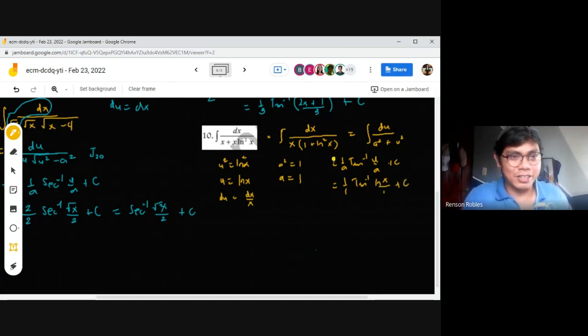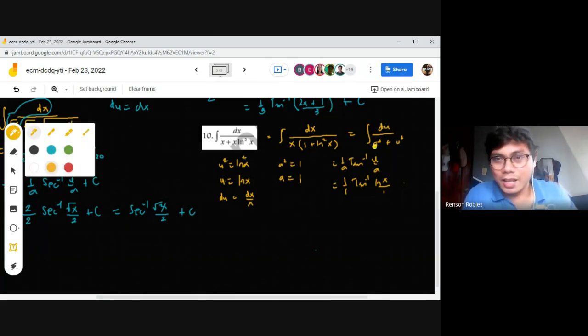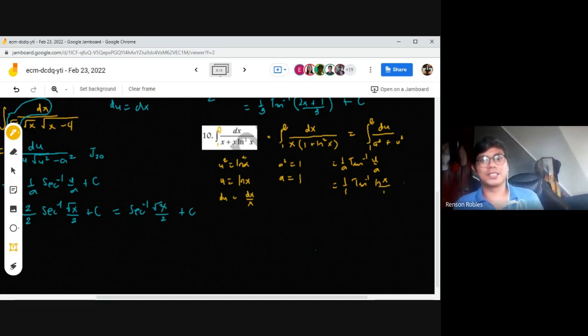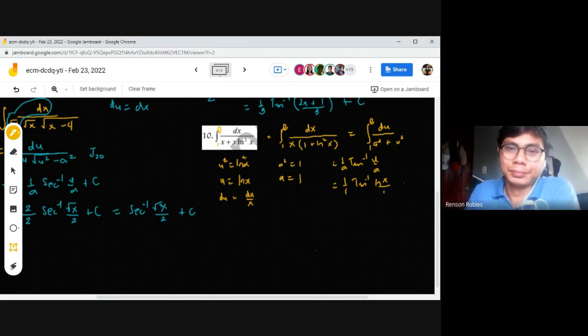O lagyan ko ng limit. ln x, I'll say 1 to e. 1 to e. Okay. Integral of dx all over x plus, ay, nako. Parang nasa problem set to eh. dx over x times 1 plus ln squared x, evaluated from 1 to e. From 1 to e. From 1 to e.